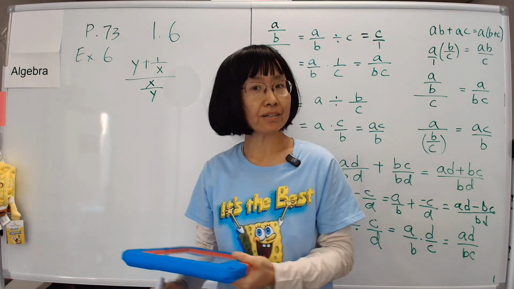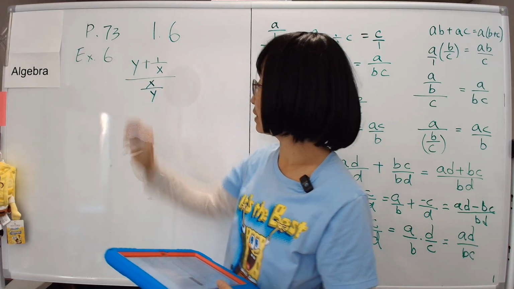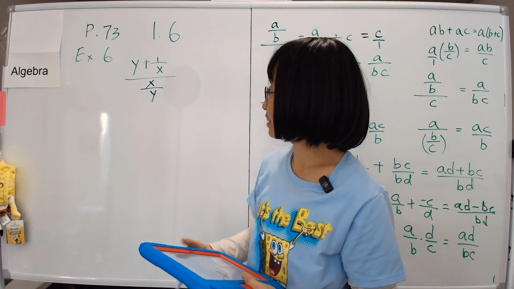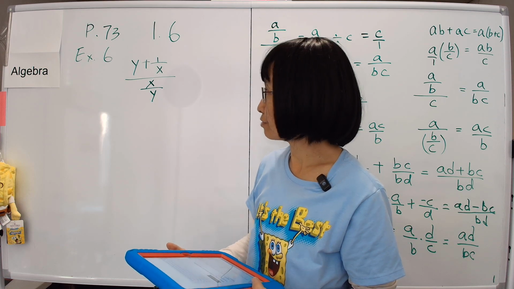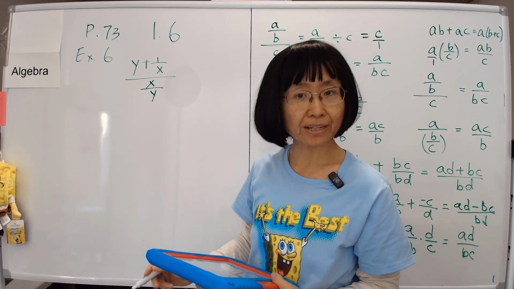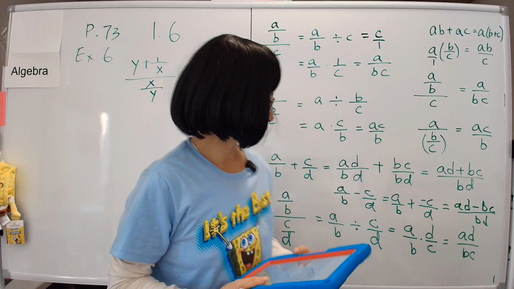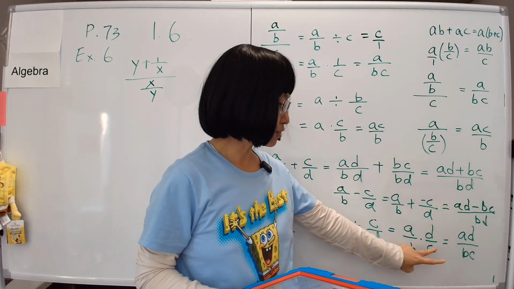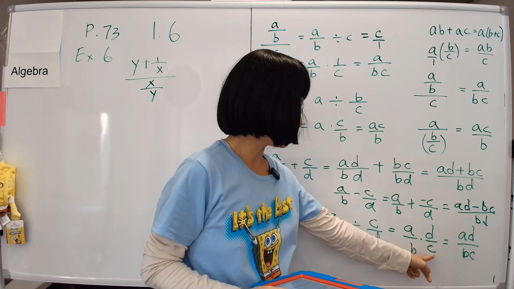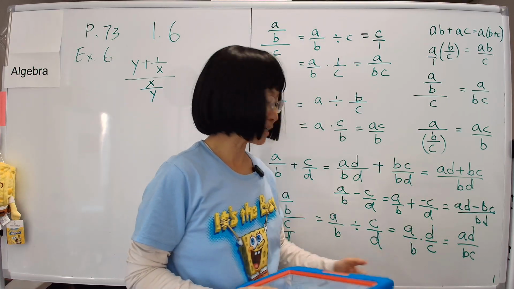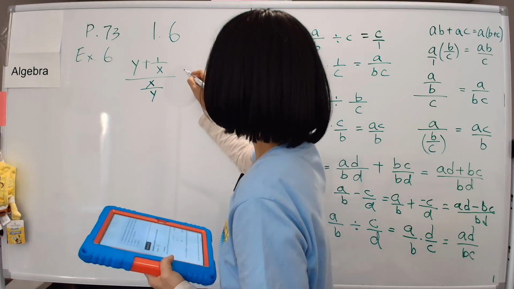So now let's look at example 6 on page 73, where you get this complicated looking thing. Things are looking complicated, but nothing's different because you're dividing by a fraction. How do you divide by a fraction? You invert and multiply by the fraction that you're dividing by. So let's invert and multiply this thing right here, and that's the principle we are going to apply.